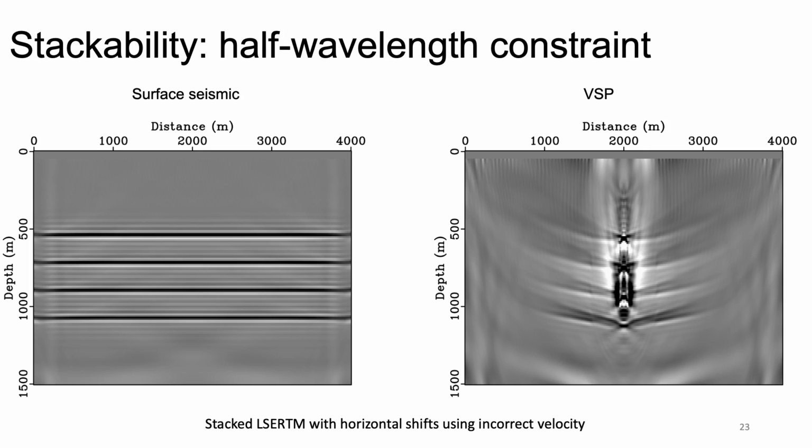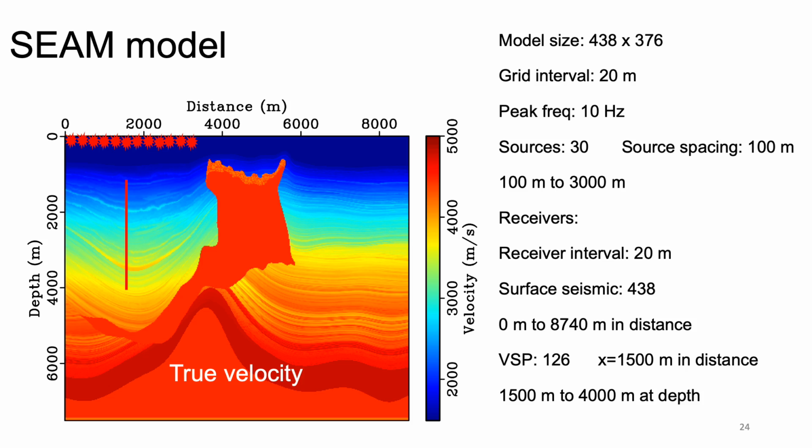And this is the case for the incorrect migration velocity model. As you can see, the image qualities become much better after stacking for the surface seismic survey. However, for the VSP survey, the image quality degrades after stacking along the subsurface offset axis. These results suggest that it may not be suitable to directly apply the imaging algorithms developed for surface seismic data to VSP data. We then apply LS-ERTM to the same model.